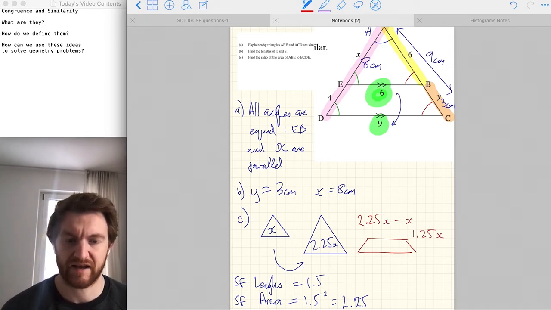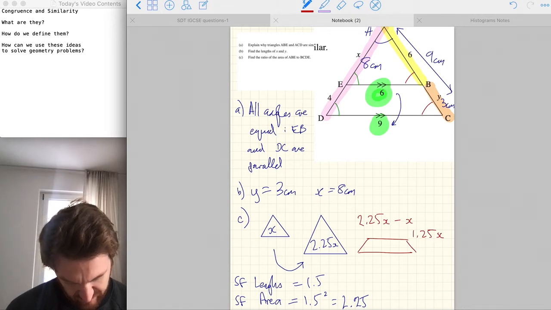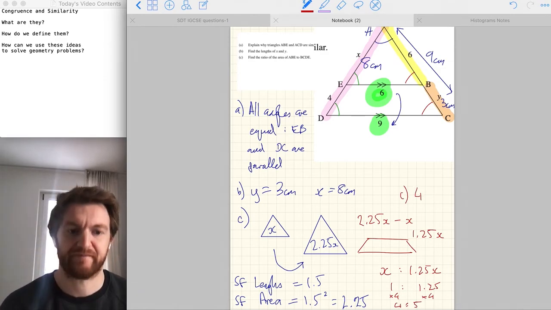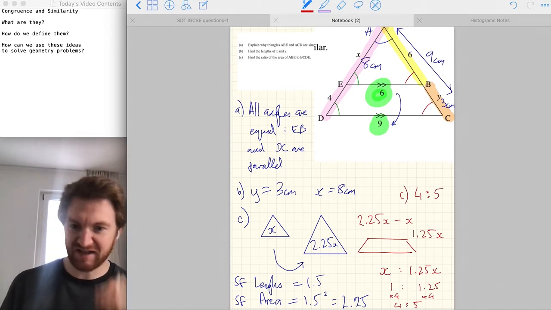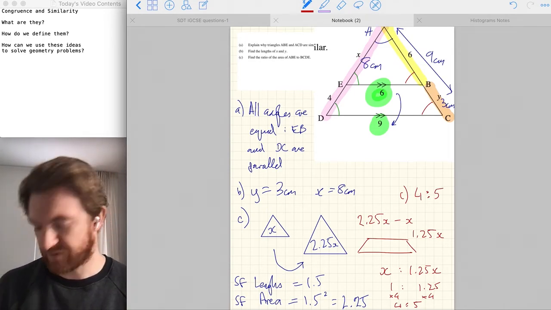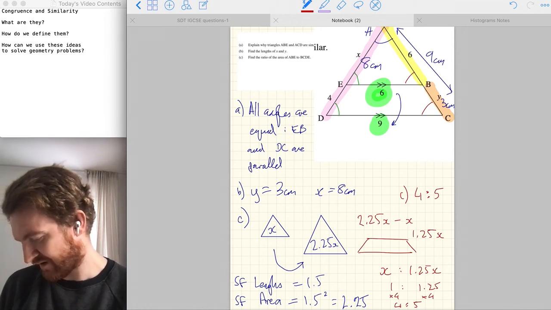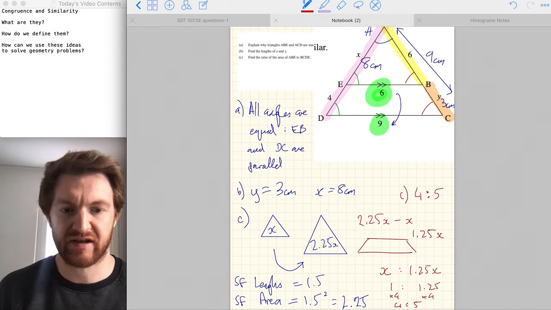So we write it in a ratio where we get x to 1.25x. So that's 1 to 1.25. But we don't want a decimal, we want a whole number. So we times them by 4 and we get 4 to 5. So the answer to C is 4 to 5. As you can see, similarity can start to get a bit tricky. Just remember this whole idea of squaring, and just remember that everything has a scale factor.